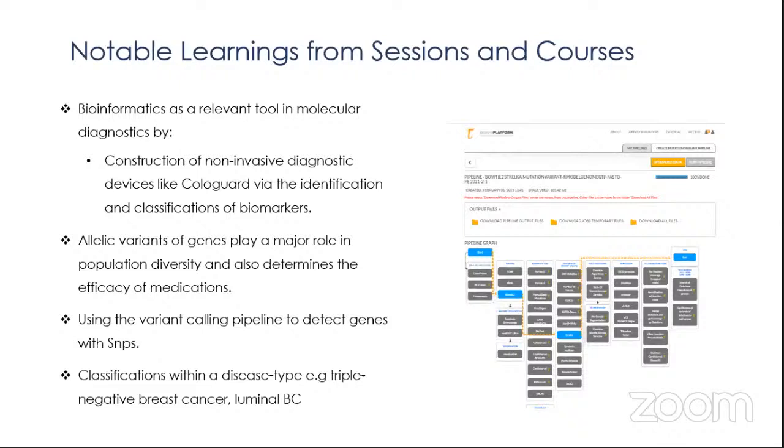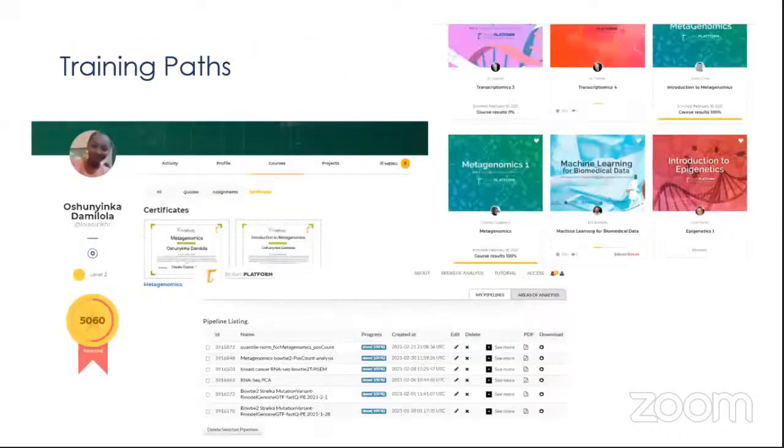Furthermore, using the variant calling pipeline to detect single nucleotide polymorphisms, a picture of which you can see on the right side of the slide, I was able to determine if and which variants actually cause pathological defects in mutated cells. So these are some of the training paths we took and the pipelines I ran.